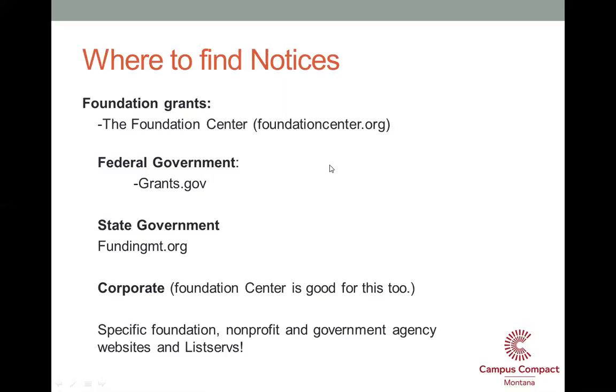And then for corporate grants, the Foundation Center is pretty good for this as well, although getting the good sort of lay of the land with your state and knowing kind of, okay, who gives out some corporate funding here and what's their process for it. You may talk with somebody like a Montana Community Foundation to get a sense of where to learn about dollars that come available from the private sector and from businesses.